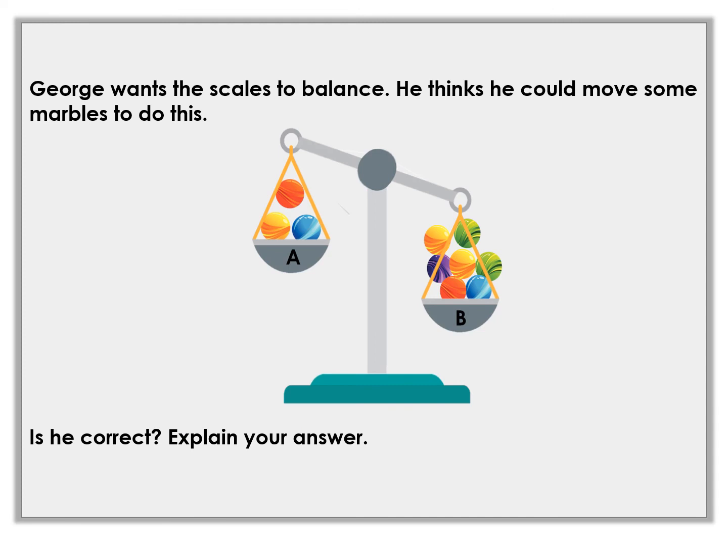George wants the scales to balance. He thinks he could move some marbles to do this. So to balance the scales, it means you need to have the same weight on both sides. So at the minute, A has 3 marbles in it and B has 7 marbles in it. So how is he going to move some marbles? How many is he going to move across to make sure they have the same amount in each one? Pause the video here and work it out, and I'll go through the answer.